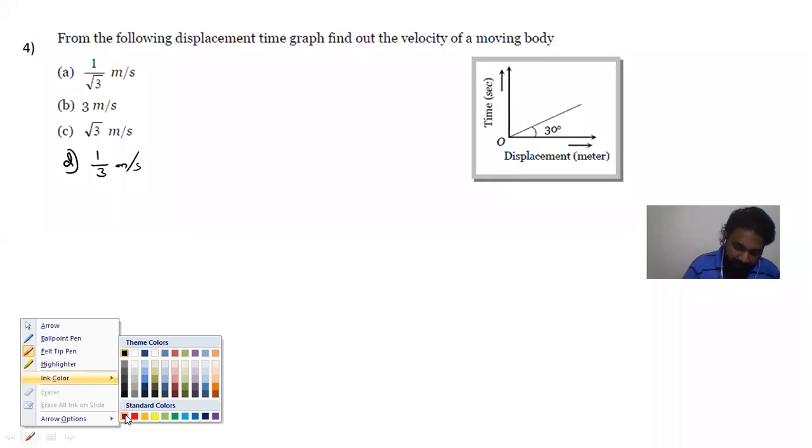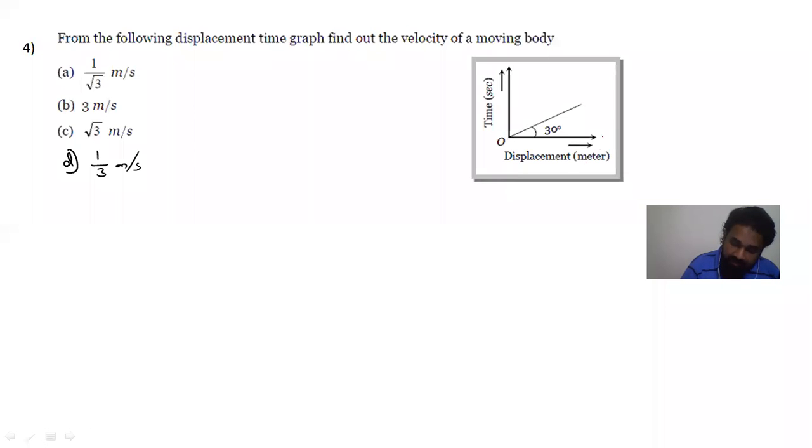What have they given here? They have given this as the displacement axis, and here they have given the time axis. So generally when we take slope in a hurry, if we take tan 30, what will happen? 1 by root 3, the answer is ready here, option A. But we should take the slope with respect to the time axis. So this is going to be 60 degrees. So velocity is actually tan 60, which is nothing but root 3. So option C is correct.